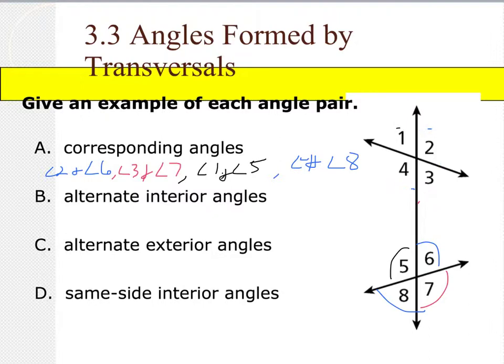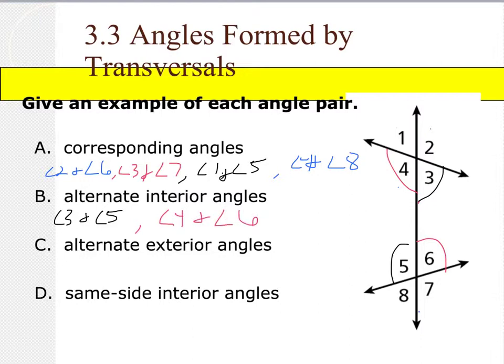And looking at alternate interior angles, they're on opposite sides and they alternate. So opposite sides and they are on the inside. So angle 3 and angle 5 are two alternate interior angles. Angle 4 and angle 6 are the other set of alternate interior angles. Notice I'm putting the angle symbol in front of each number. Don't forget to do that because you do need your symbols.